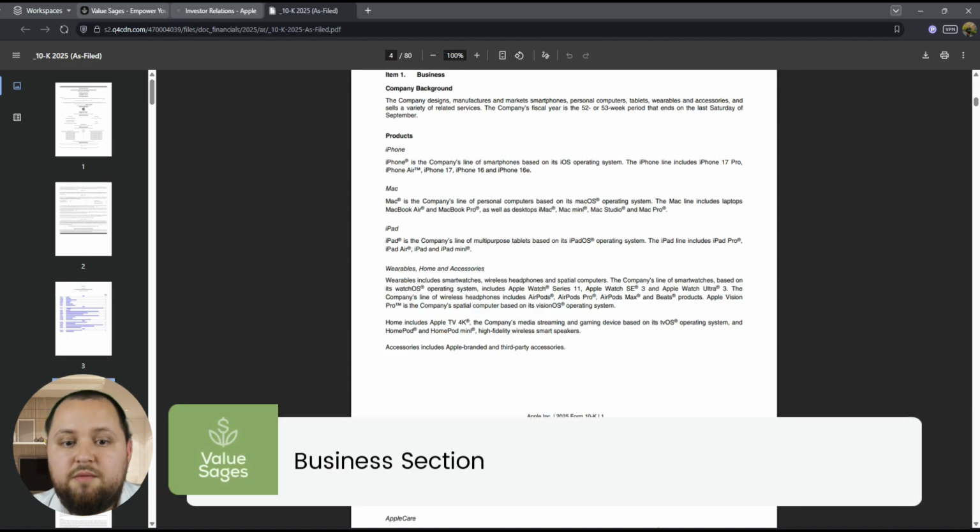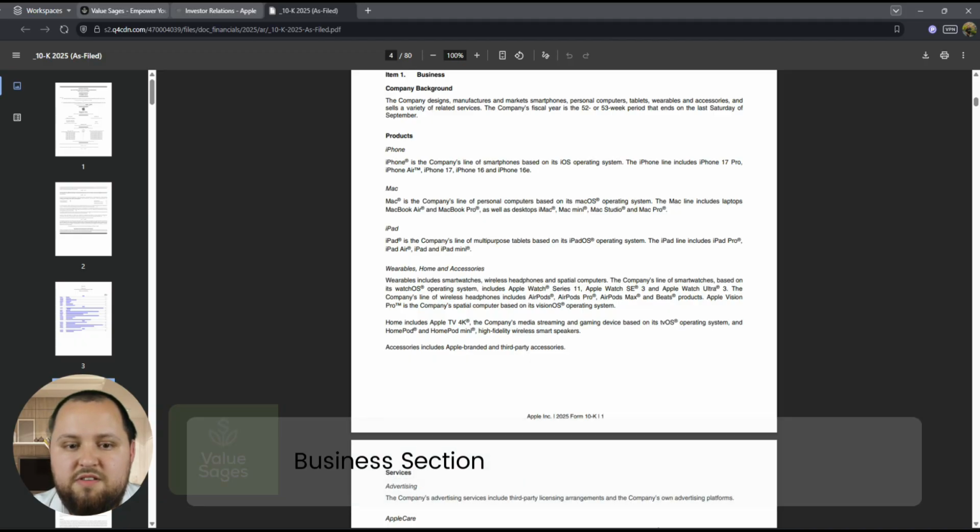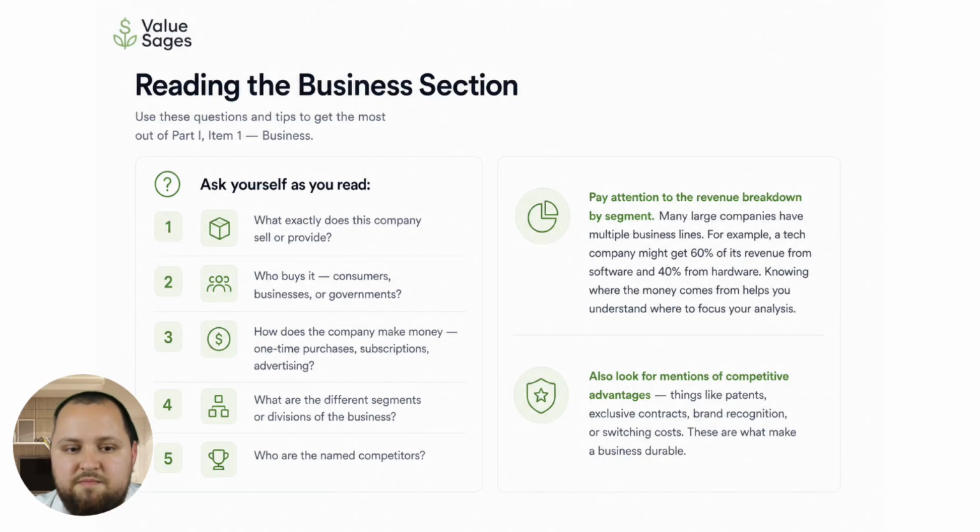Let's go to the business section. This is where the company describes itself. Read it as if you're a complete outsider who knows nothing about the business. Ask yourself as you read, what does exactly this company sell or provide? Who buys it? Consumers, businesses, or governments? How does the company make money? One-time purchases, subscriptions, or advertising? What are the different segments or divisions of the business? Who are the named competitors?